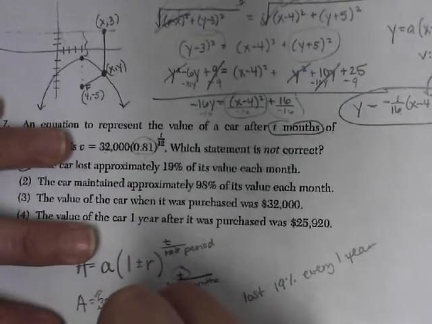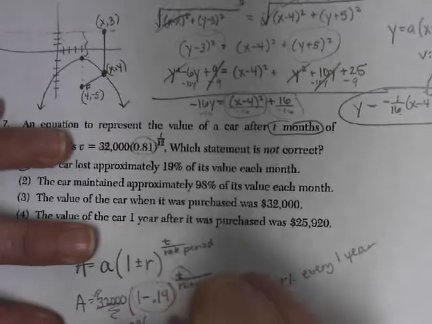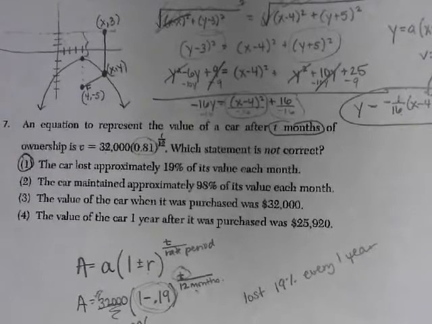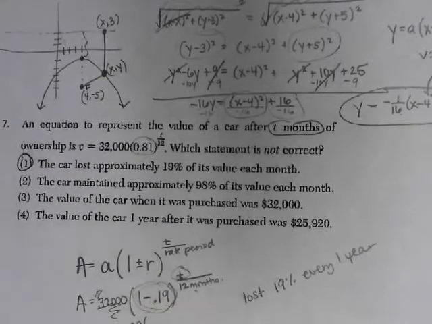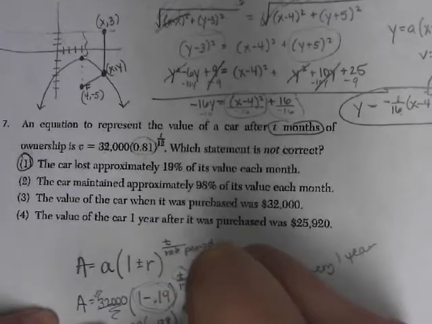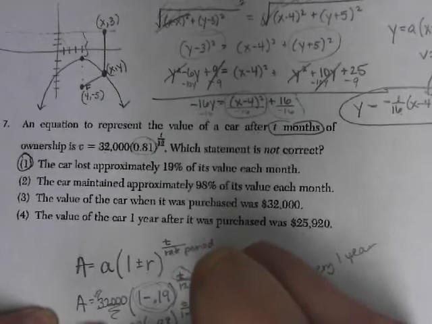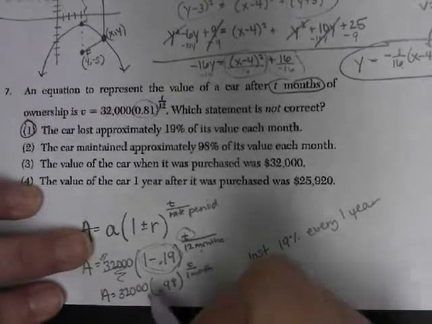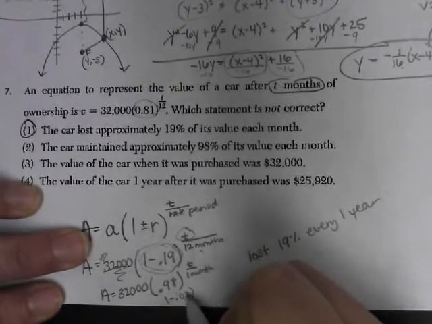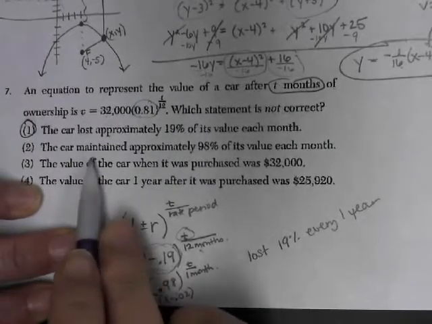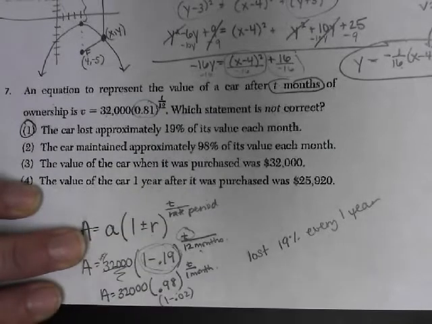So I would make this and raise it 1 minus 0.19, which is going to be 0.81. I would take 0.81 and I would raise it to the 1/12 power. And that's going to give me 0.98 to the t over 1 month. So if I want to look at it on a monthly basis, I lost 2%, right? This is 1 minus 0.02 technically. So I lost 2%, which means if I lost 2%, I did maintain 98%.